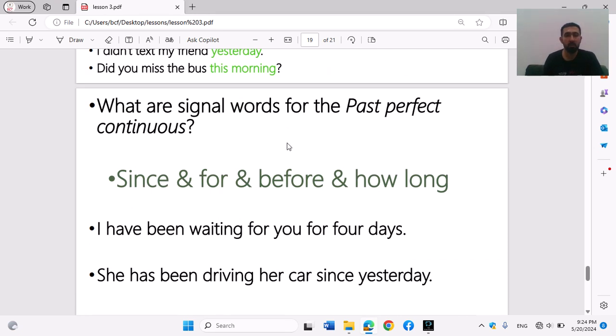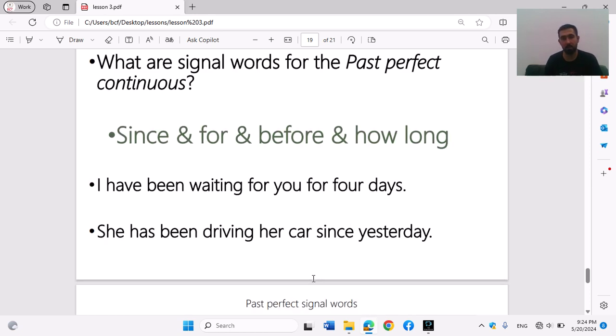What are the signal words for the present perfect continuous? We have these four: since, for, before, how long. I have been waiting for you for 4 days. She has been driving her car since yesterday. Okay, so these are the signal words to know that this is present perfect continuous.